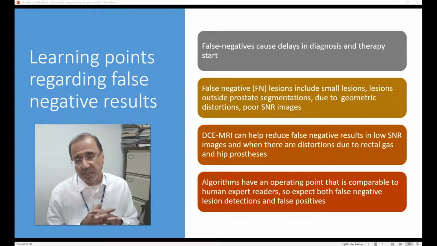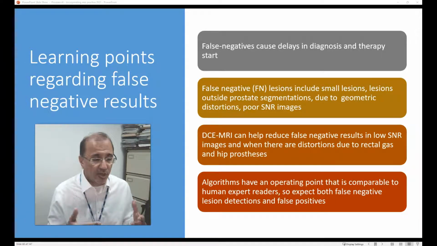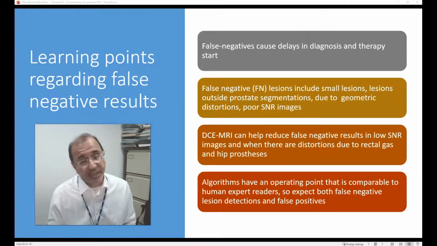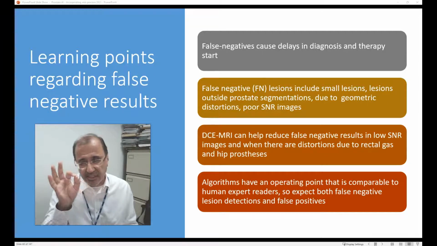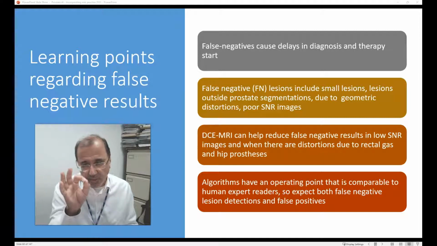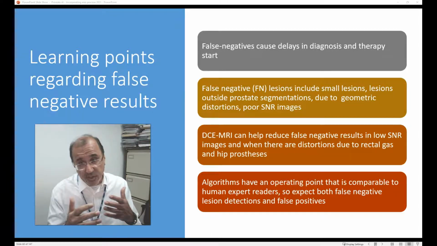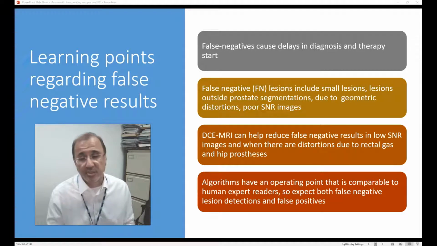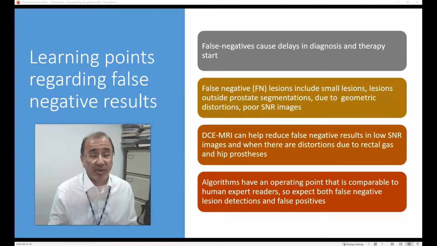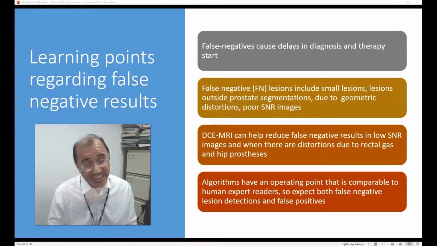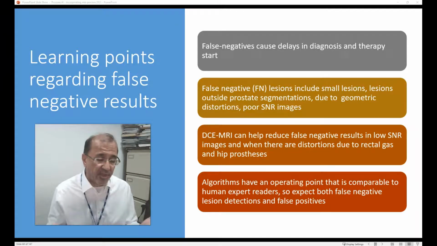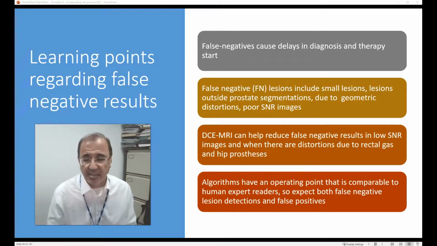So the learning points are: false negatives cause delays in diagnosis and therapy starts. False negatives are caused by the presence of small lesions, as we've already seen, lesions adjacent to segmentation to the prostate outline or just outside because of geometric distortions or poor signal-to-noise ratio images. DCE can be helpful in reducing false negative results, particularly in low SNR situations or when there are distortions due to hip joint prostheses and rectal gas.